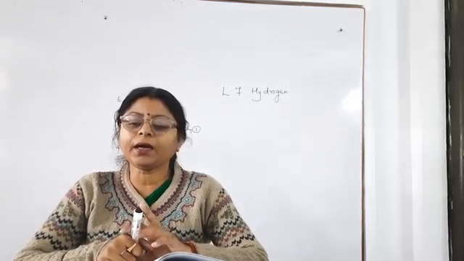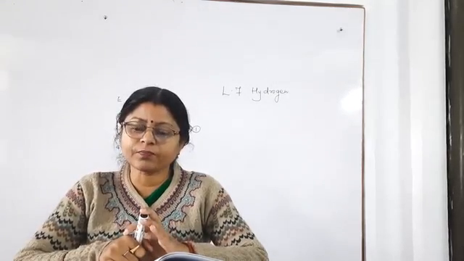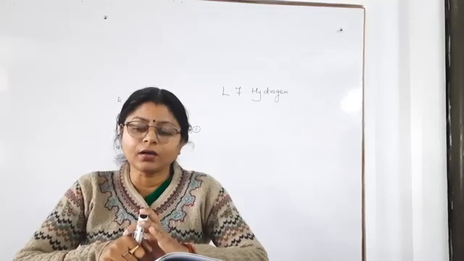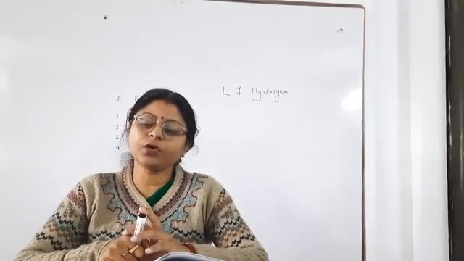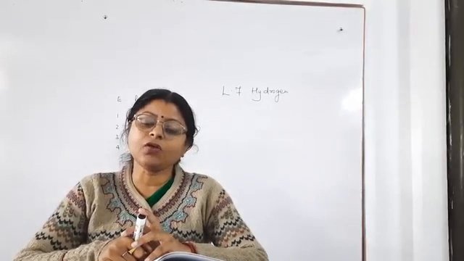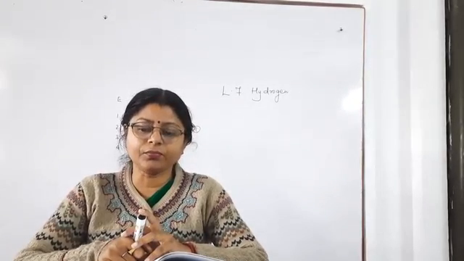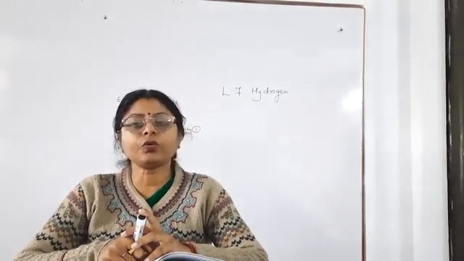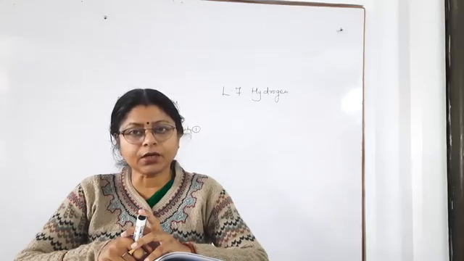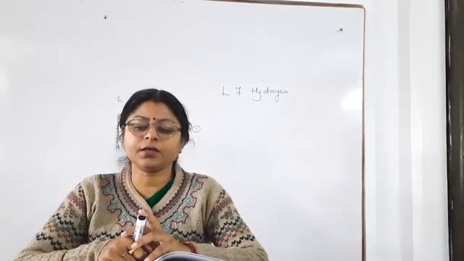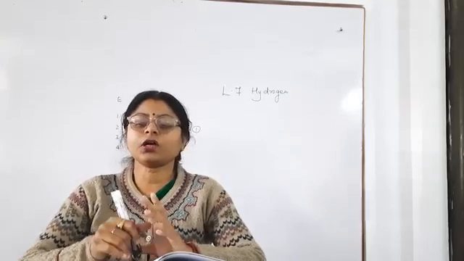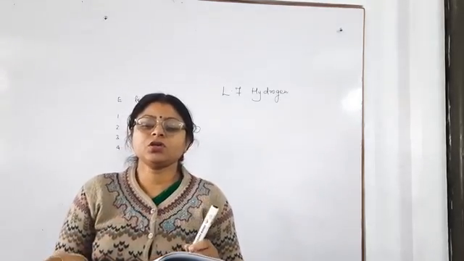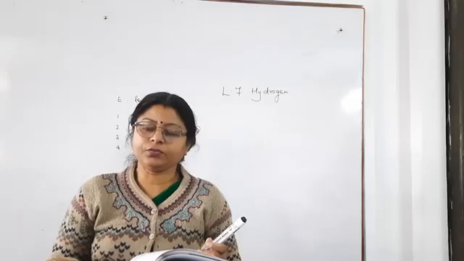Second, welding and cutting of metals. Hydrogen and oxygen are burnt together to produce an oxyhydrogen flame with a temperature of 2800 degrees centigrade to 3000 degrees centigrade. This flame is used for cutting and welding of metals. So this you have to write down.